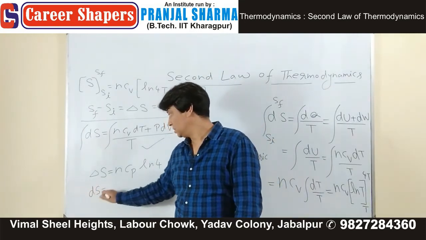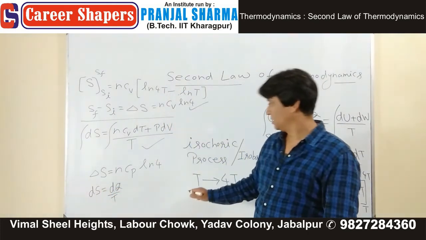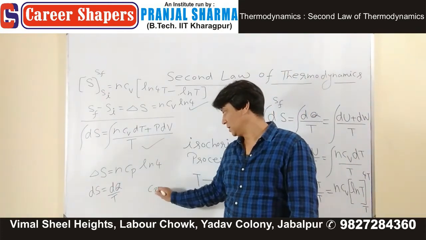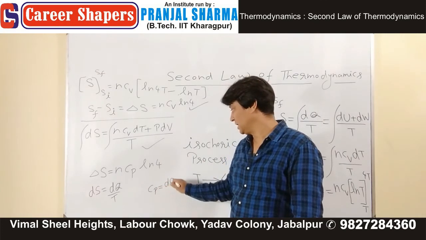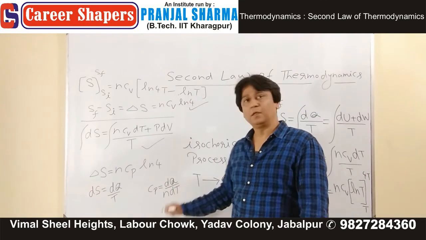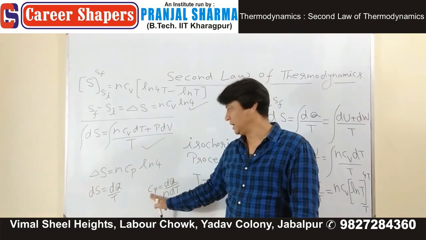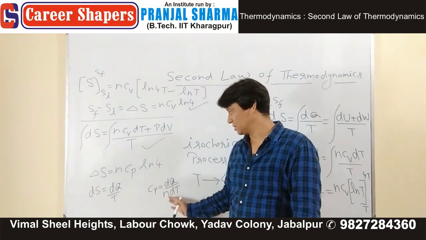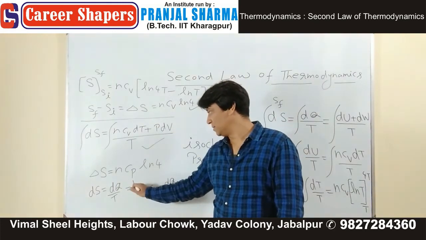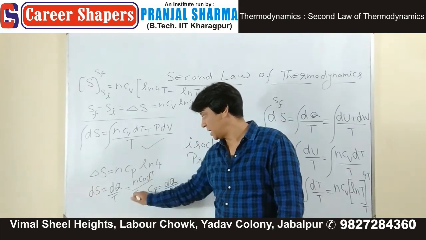DS. What is that? DQ divided by T. But what is Cp? Cp is dq divided by ndt. That's how you define molar specific heat capacity at constant pressure. So it gives us what? It tells us that this dq simply becomes n Cp dt divided by T.